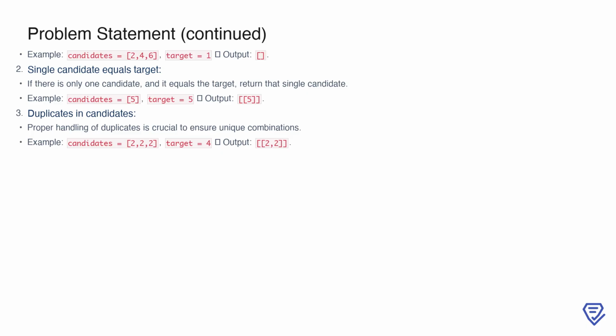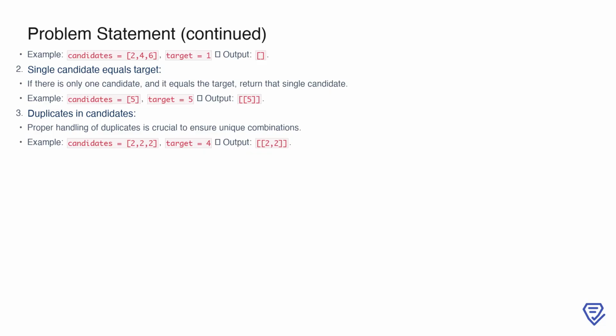The size of the candidates list can range from 1 to 100, and each number in the list is a positive integer between 1 and 50. The target value is between 1 and 30. If no combination of numbers can sum to the target, such as when candidates are 2, 4, 6, and the target is 1, the output should be an empty list.